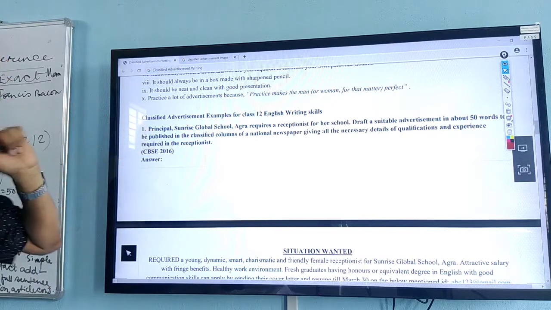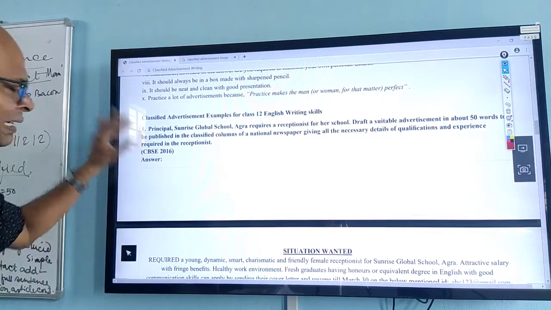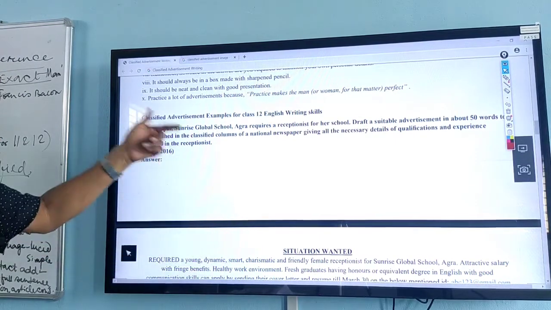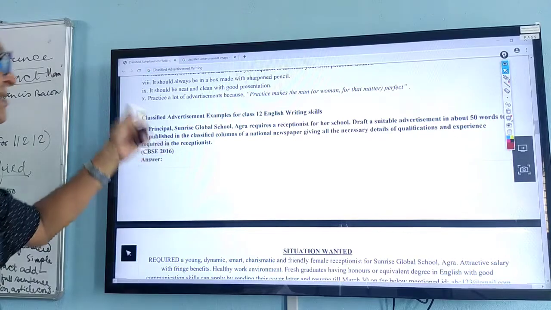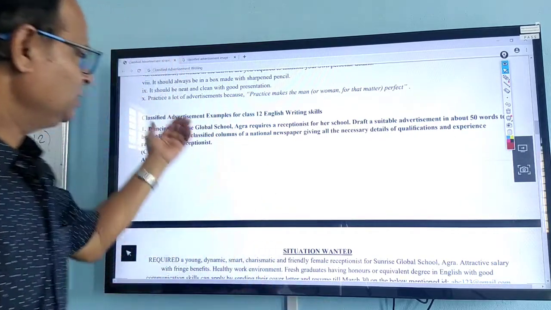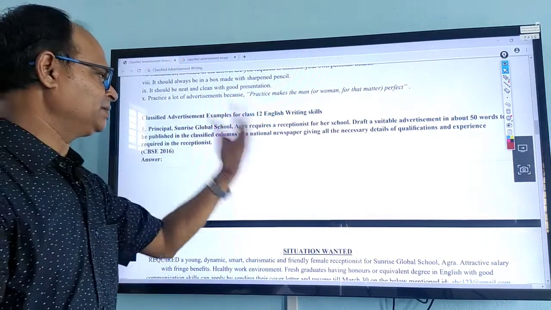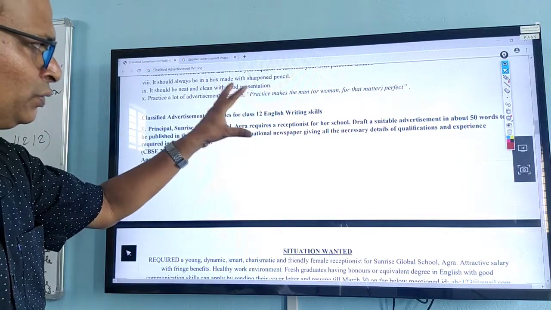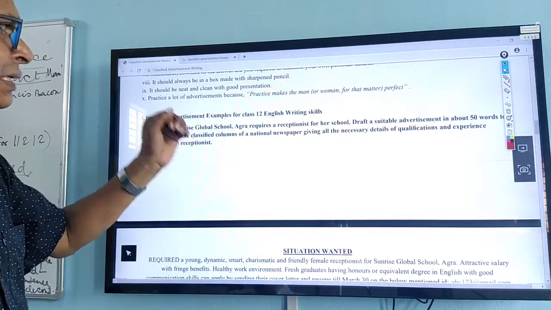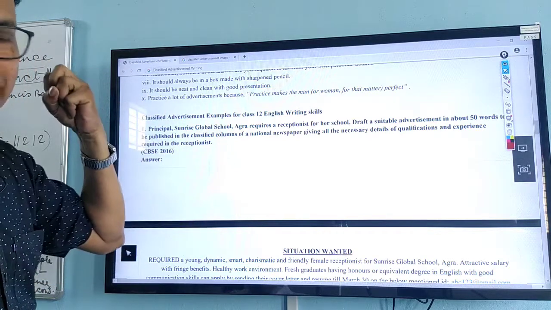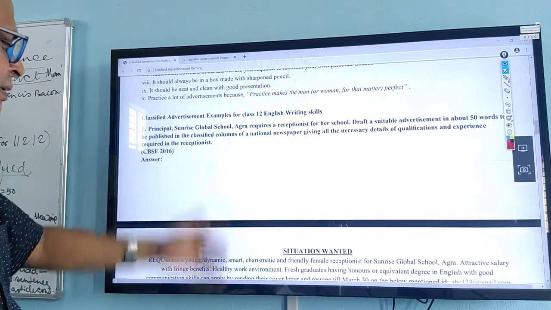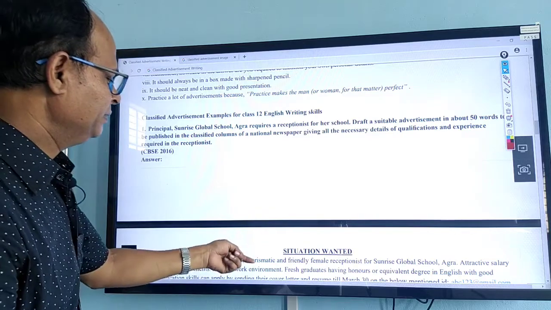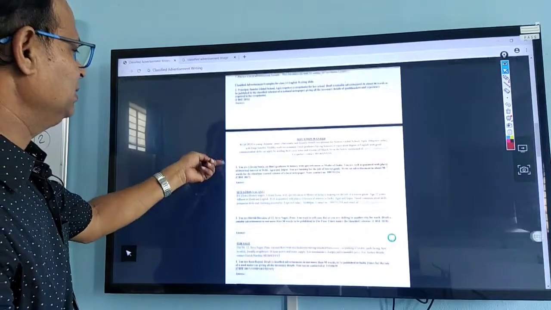Now, you are in the role of the principal. When you are writing the advertisement, you are the principal. The name of your school is Sunrise Global School. This is a school, particularly in the private sector. Therefore, you are giving the advertisement in order to get employees. Then you give the necessary details. Therefore, the answer starts in this manner.